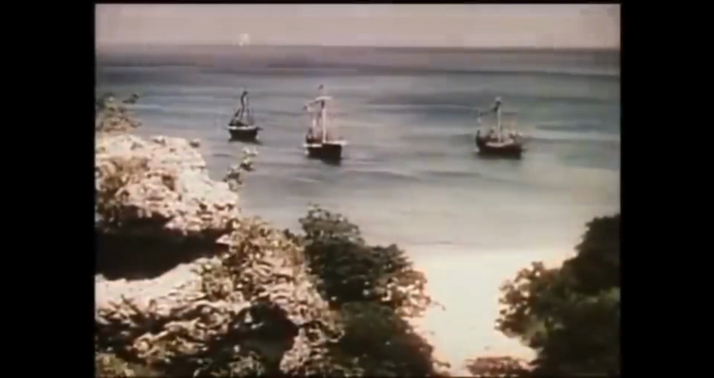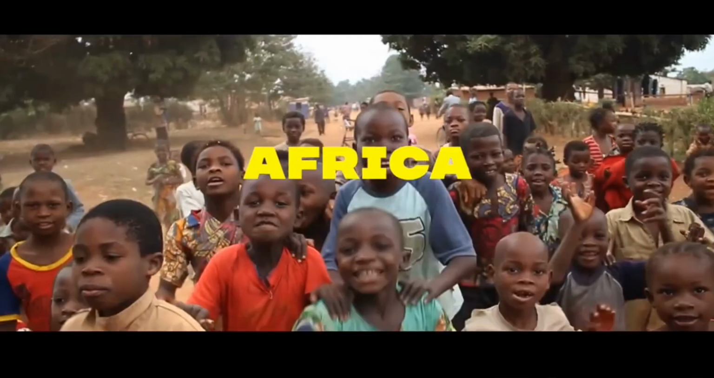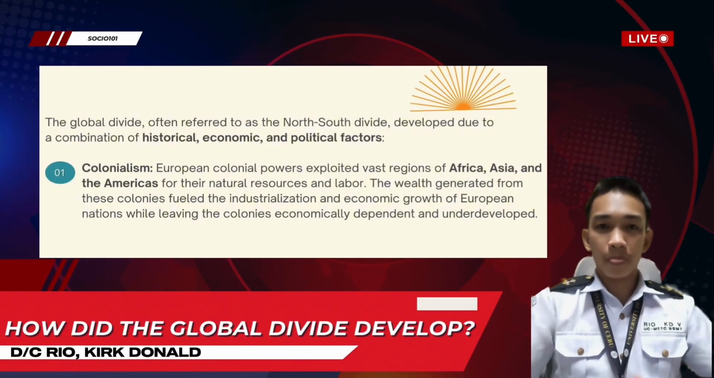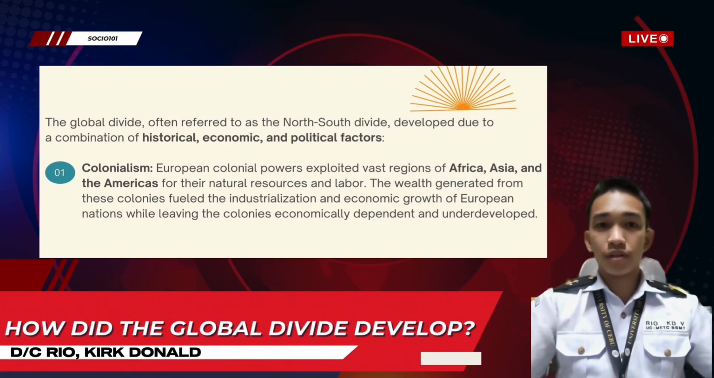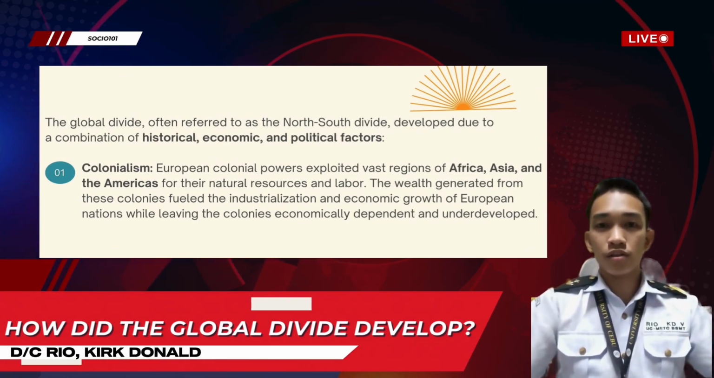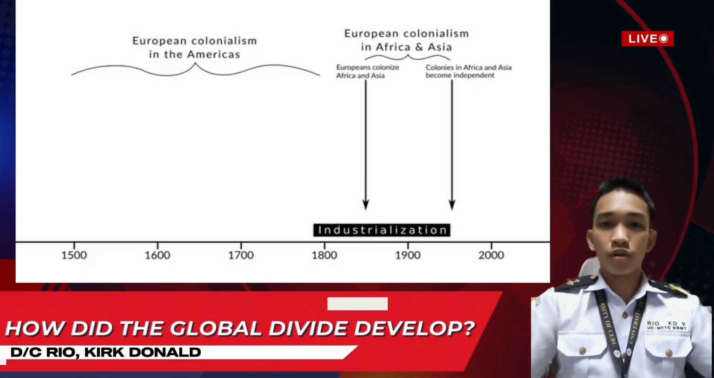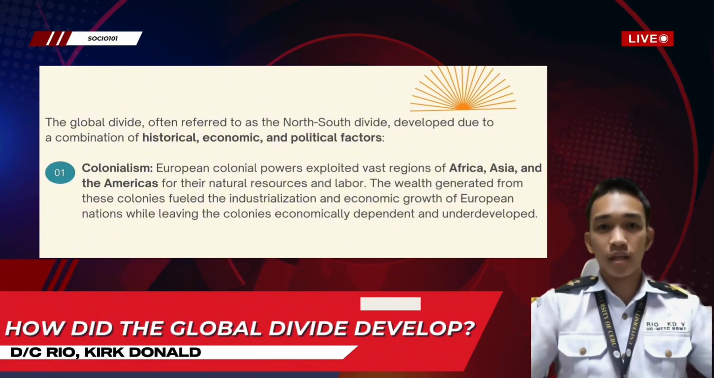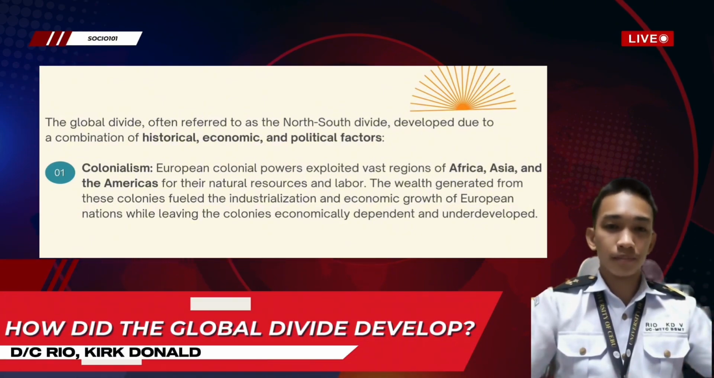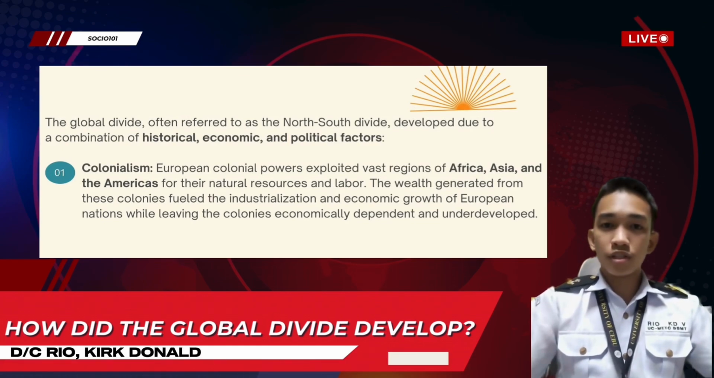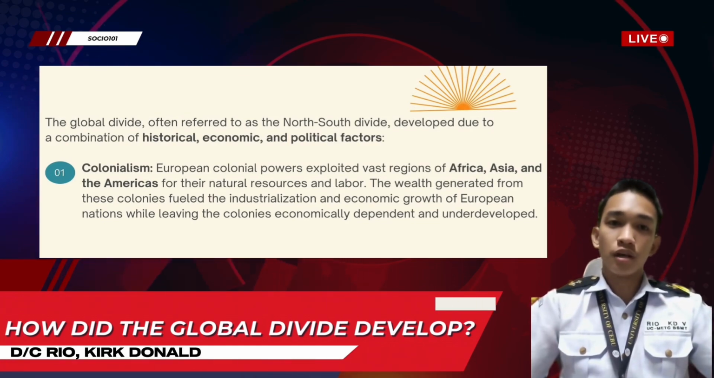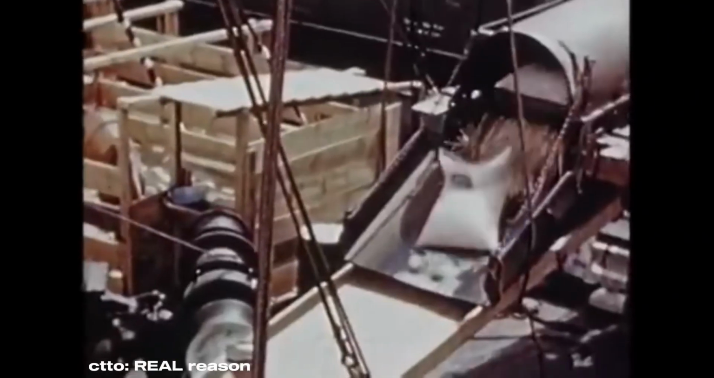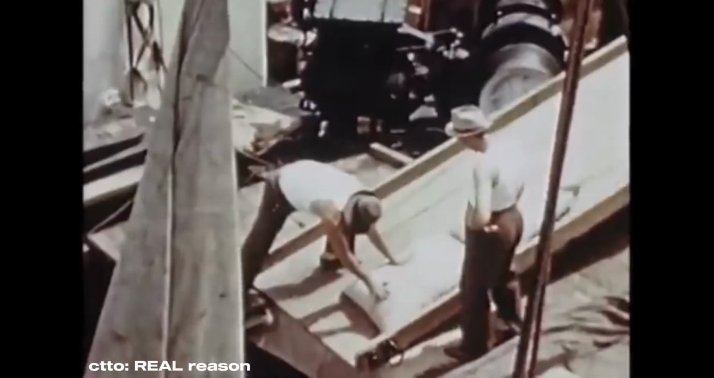European colonial powers exploited vast regions of Africa, Asia, and the Americas for their natural resources and labor. The wealth generated from these colonies fueled the industrialization and economic growth of European nations, while leaving the colonies economically dependent and underdeveloped. Example: the British Empire's colonization of India led to the extraction of valuable resources like cotton, spices, and tea.